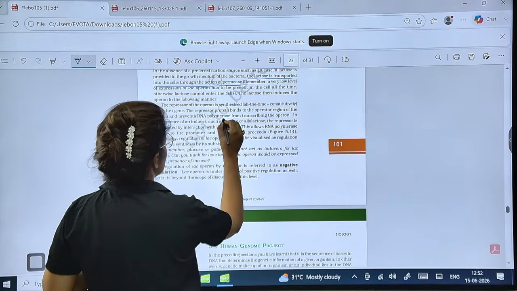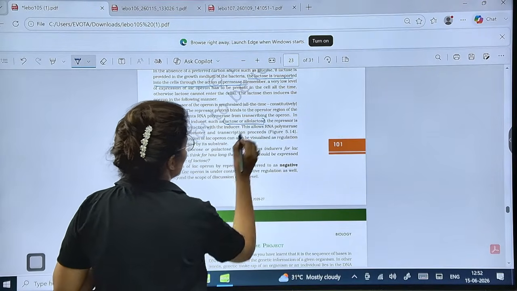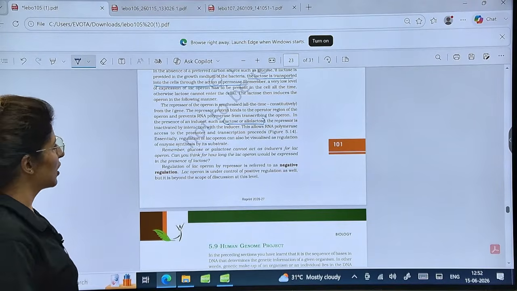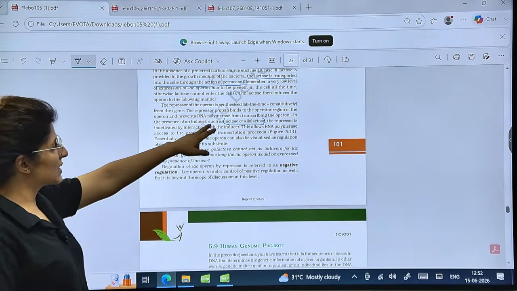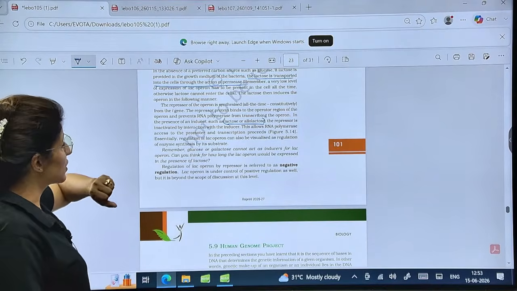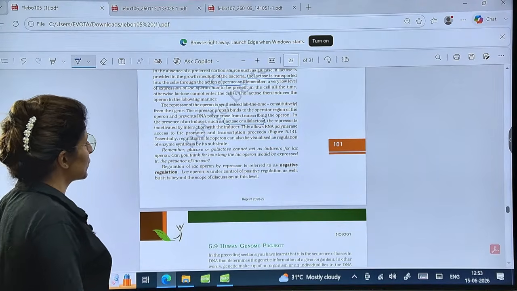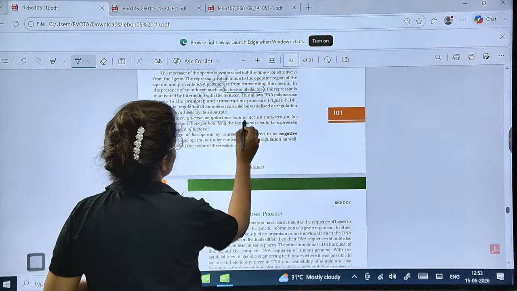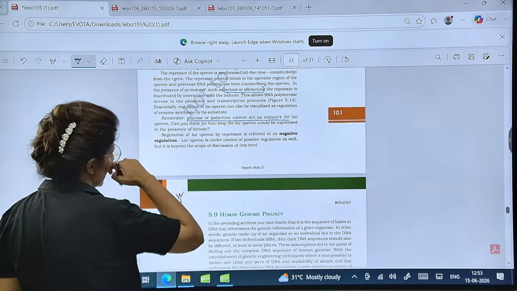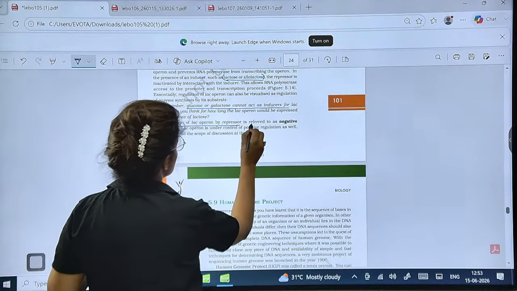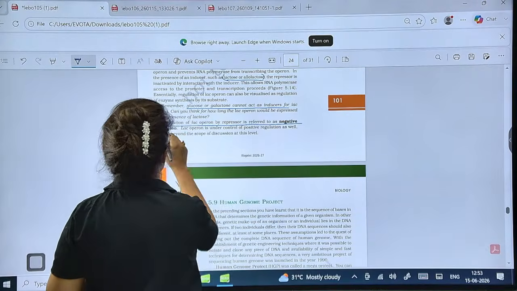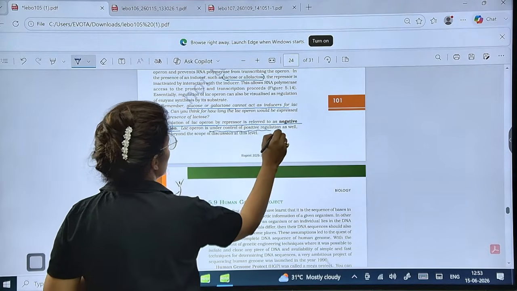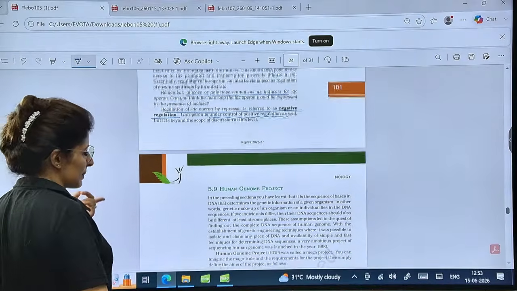By the way, instead of lactose, it can be allolactose also, which can do the same function. So they are isomers. Is that clear to all? Now, remember, glucose and galactose cannot act as inducers, and regulation of lac operon by repressor is referred to as negative regulation. It is also under the control of positive regulation, but it is not explained here.